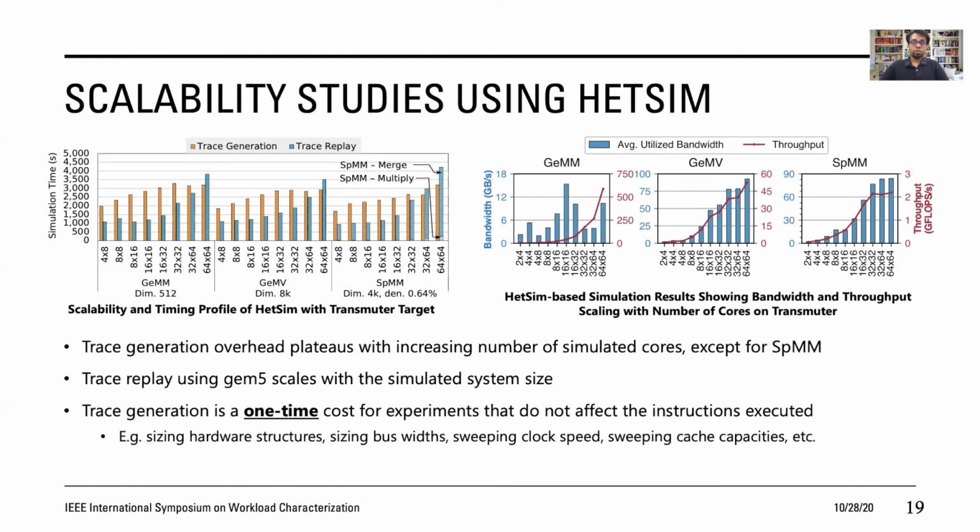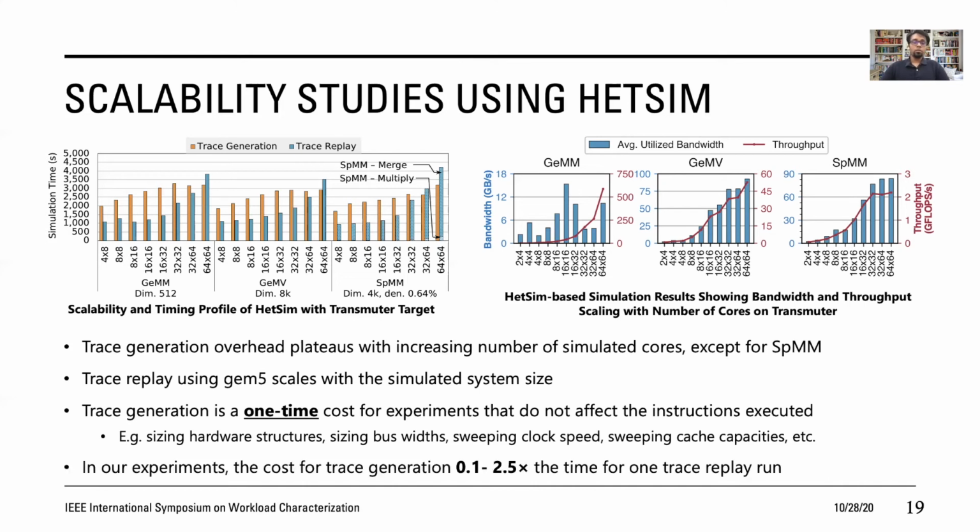We also noted that trace generation is usually a one-time cost, such as for experiments involving sizing hardware structures, buses, sweeping clock speed, and cache sizes, and so on. Traces are only required to be regenerated if there is a change that affects the instructions executed by a PE itself. We observed that the one-time cost of trace generation is 1/10 to 2.5x the time required for a single trace replay run, and it's usually amortized over multiple trace replay runs.